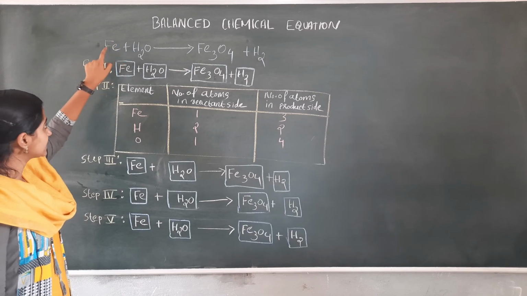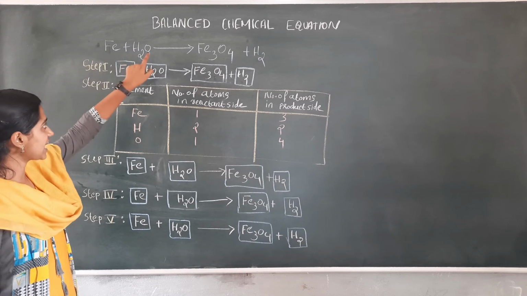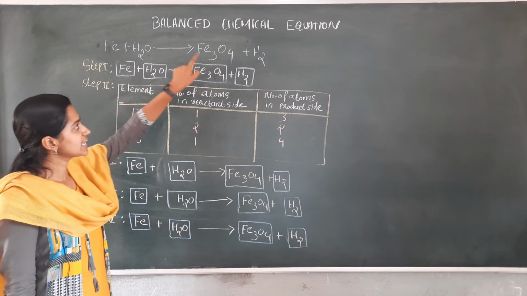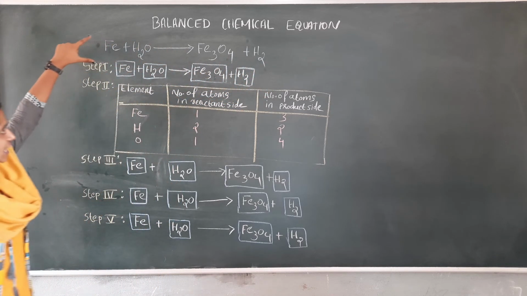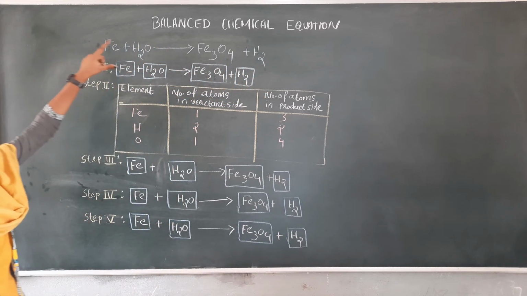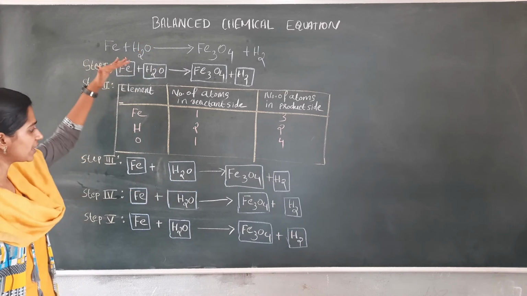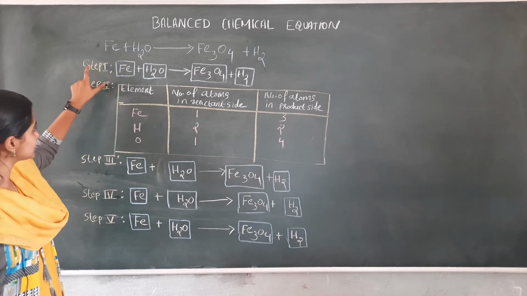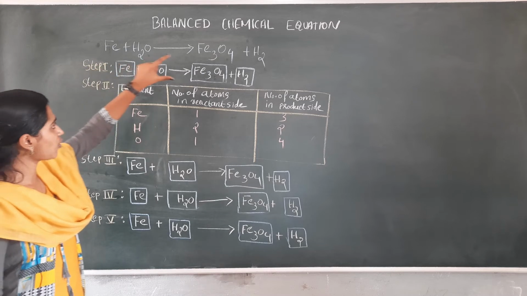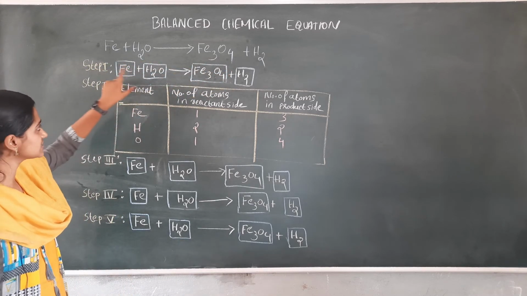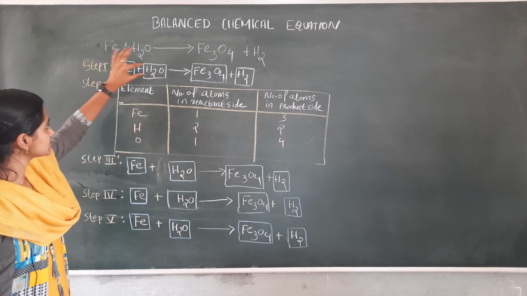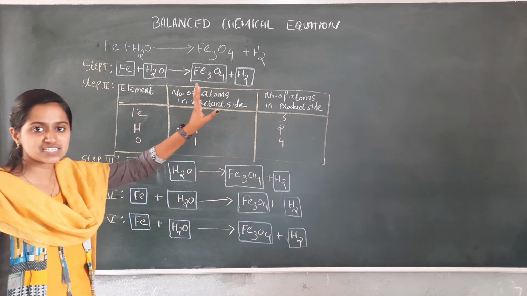Let's look into another example. Fe reacts with H2O to give Fe3O4 plus H2. This is an unbalanced equation. Then we can balance this equation by using the following steps. The first step is that we put separate boxes around each substance in this equation. While you are balancing this equation, the substances inside the boxes cannot be changed.